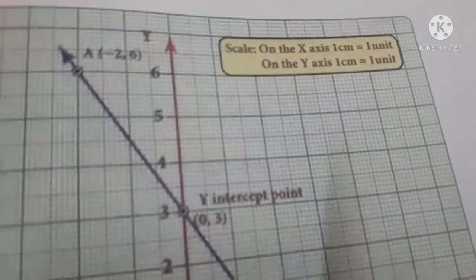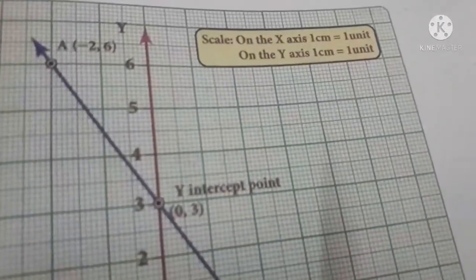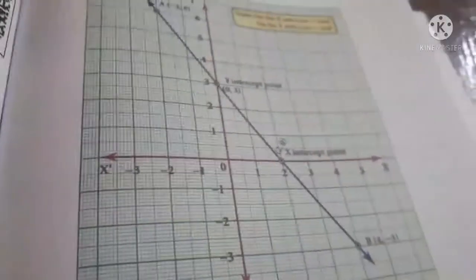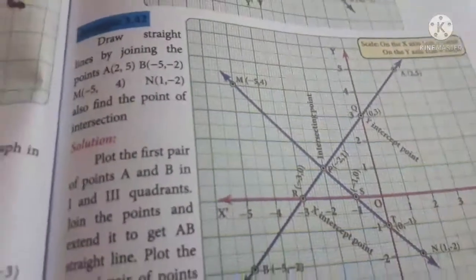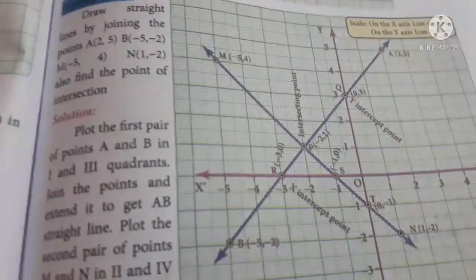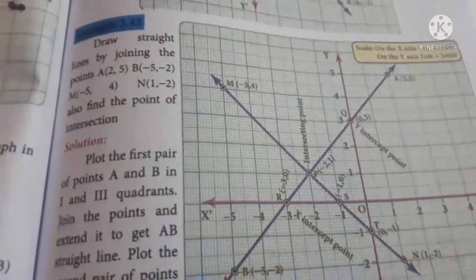Don't forget to write the scale, okay? Note on the x-axis 1 cm equal to 1 unit and on the y-axis 1 cm equal to 1 unit. Also you should write this: X, Y, X dash, Y dash. Okay, and 0 should be marked. Now the next example is: draw straight lines by joining the points A, B, M and N as given. Also find the point of intersection.